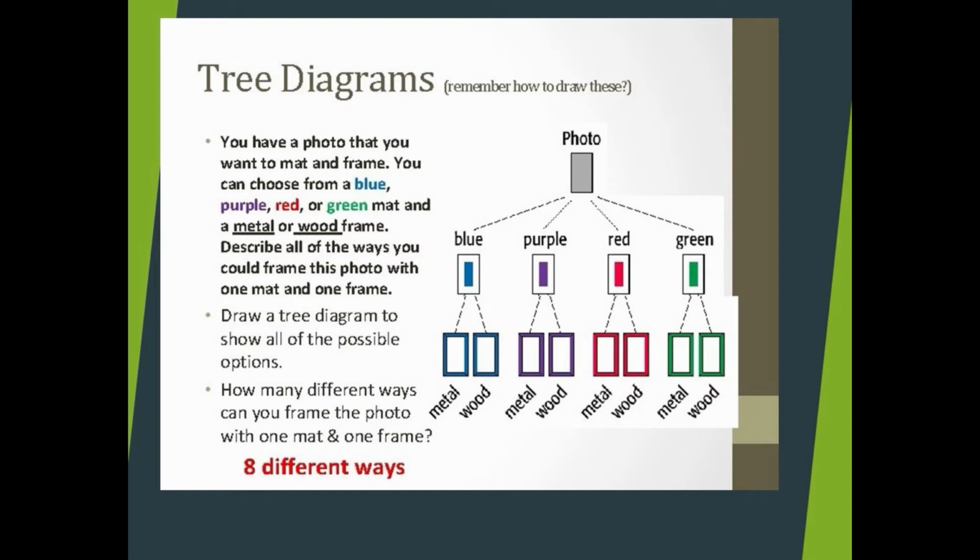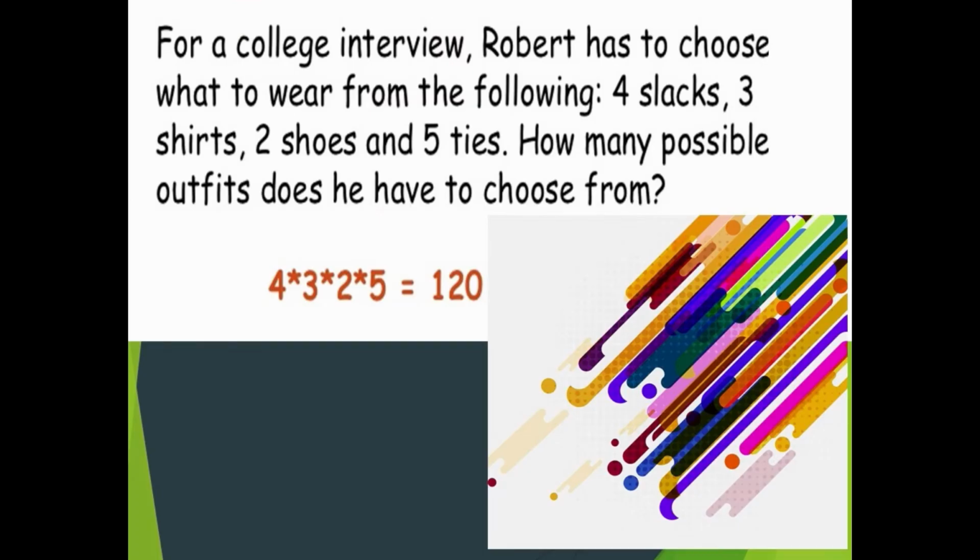So in here you have a photo, so you have 4 choices for the mat, the color of the mat, and then you have 2 choices if that is a metal or wood frame to be used. So with the options 4 mat times 2, which is the metal and the wood, 4 times 2 is equal to 8. Therefore we have 8 different ways that we can frame the photo with one mat and one frame. So we can apply the fundamental principle of counting by listing down by diagram, using a tree diagram.